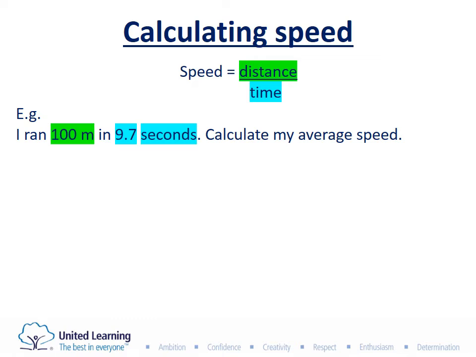So if you ran 100 meters in 9.7 seconds, what is your average speed? Well, again, general exam practice, highlight the values that you need. Distance, 100 meters, and I know that's the distance because the units are meters. Time in seconds, 9.7. 100 divided by 9.7 equals 10.3 meters per second. That per is important because it's a divide. That per's got to be there. Make sure you've got m/s.